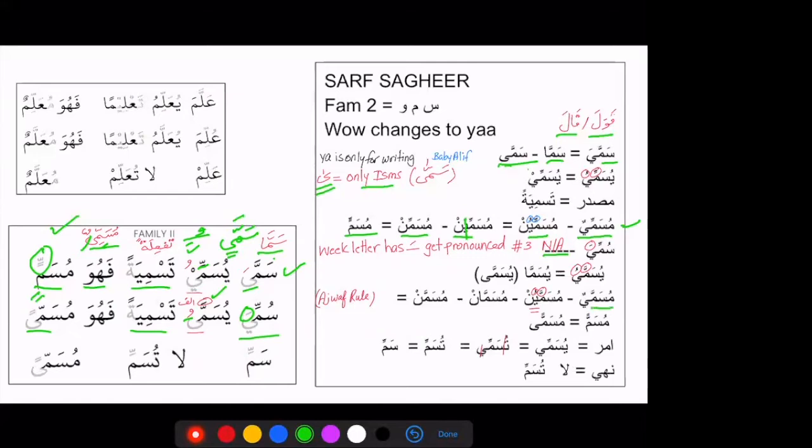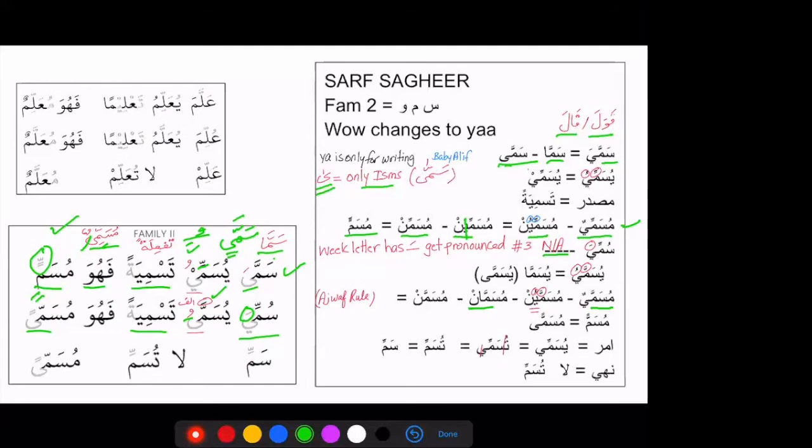Okay, then what's going on in isam maf'ul? So it should be Musammayun. Again, this ya has dhamma, but look at the letter before. That means this ya is mutaharik, the weak letter is mutaharik, and before that is having what? Fatha. So what rule are we going to apply over here? Alif rule, right? The ya is mutaharik and the letter before has fatha. So basically the weak letter is going to change into alif. So you say musamman.